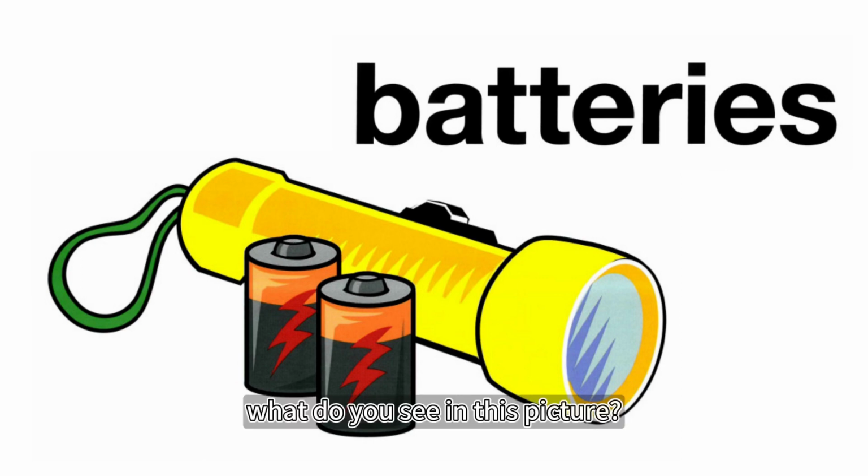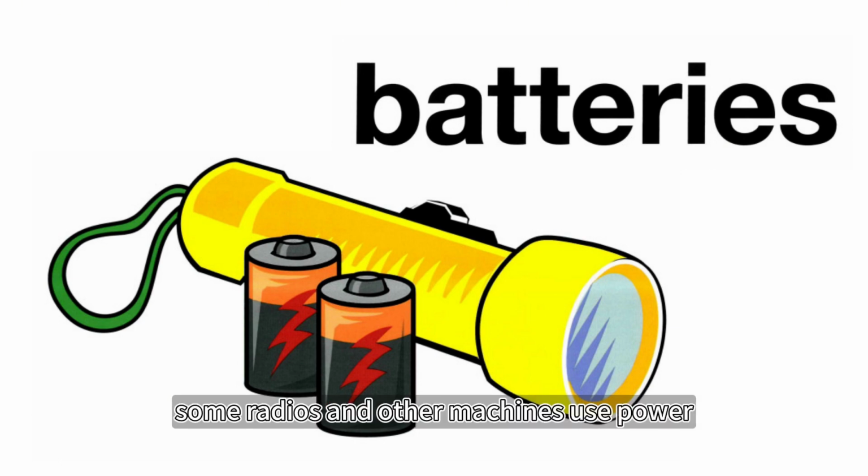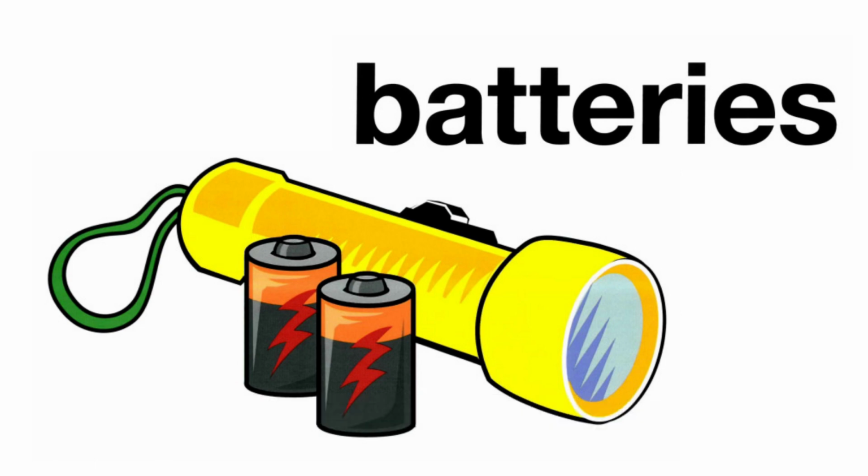Batteries. What do you see in this picture? Yes, batteries and a flashlight. Batteries make electricity. Flashlights, some radios, and other machines use power from batteries to make them work.